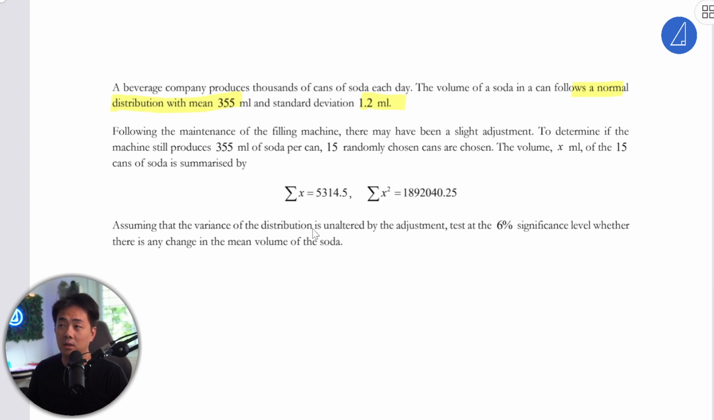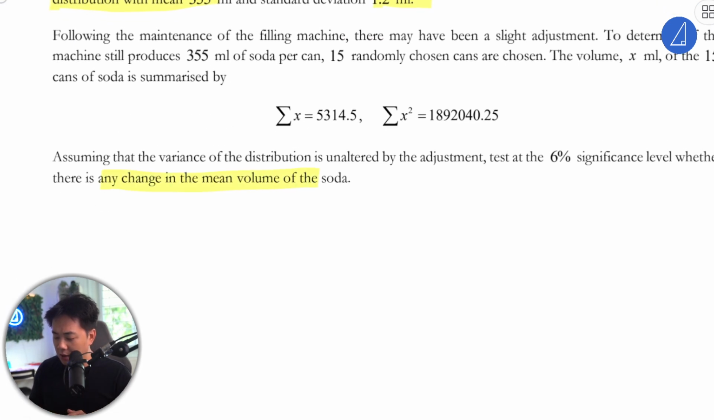Now, assuming that the variance of the distribution is unaltered by the adjustment, test at the 6% level of significance whether there's any change in the mean volume of the soda. The thing is, if you're a beverage manufacturer and you promise that each can of soda is 355 milliliters, it has to be exactly 355. Because if you give more than what is stated, you lose money. If you give less than what is stated, consumers will complain, and you will also lose money. So you have to have that accuracy where it has to be 355 ml. So when it says any change, this is a two-tailed test.